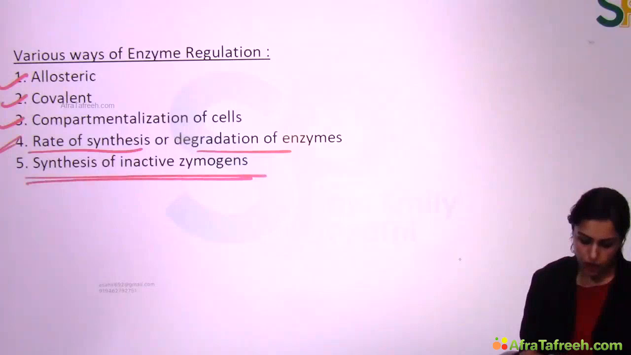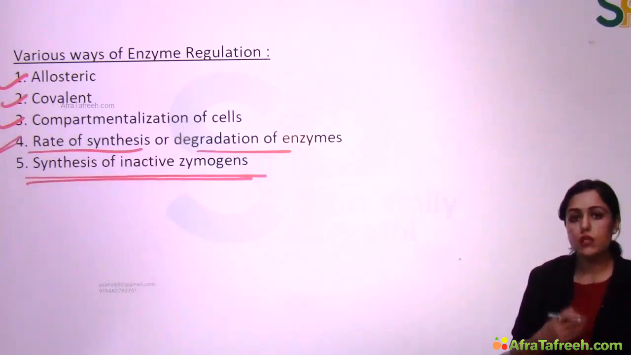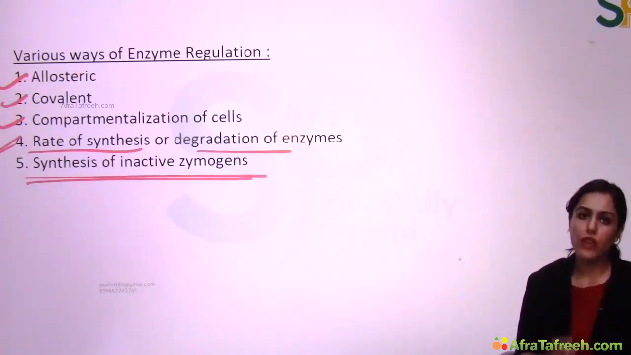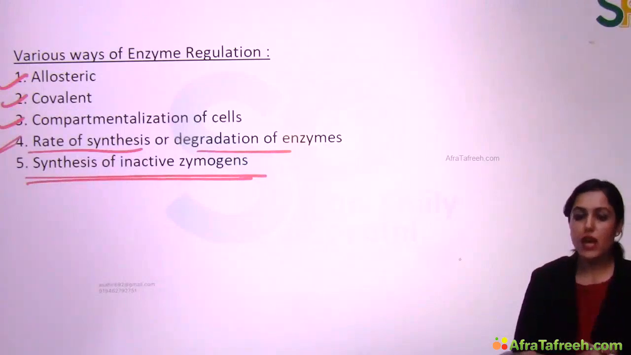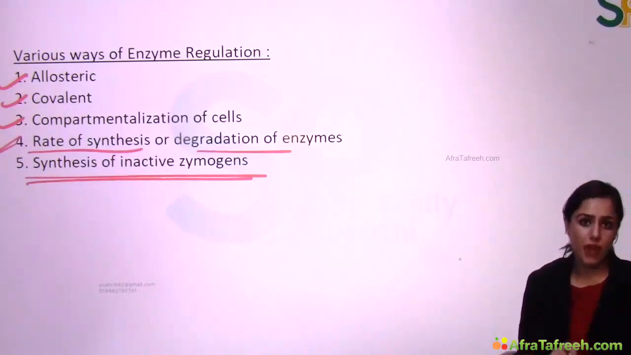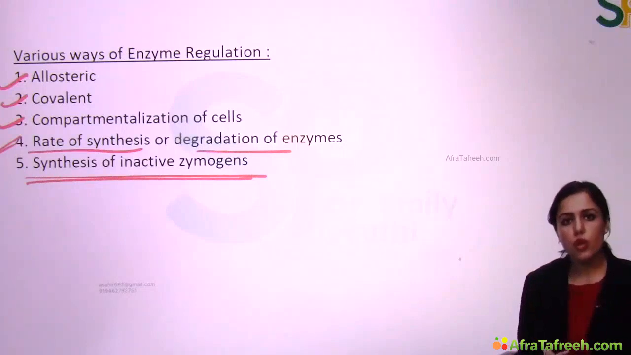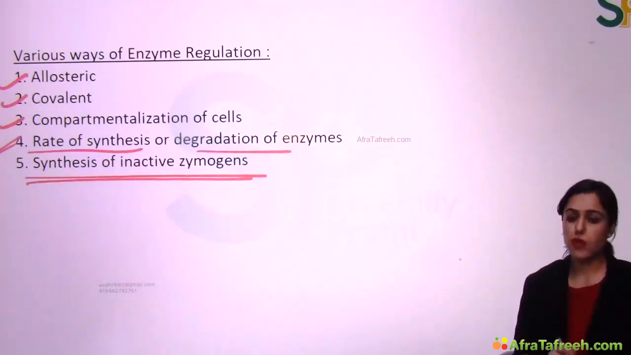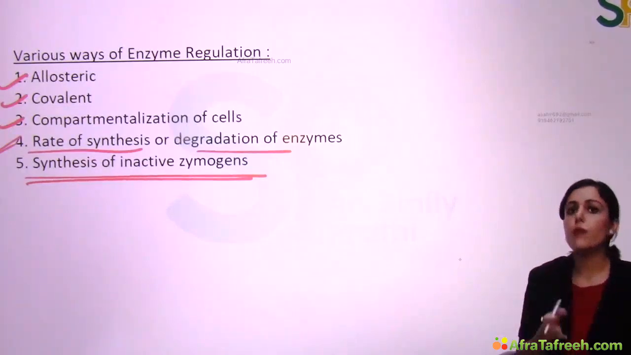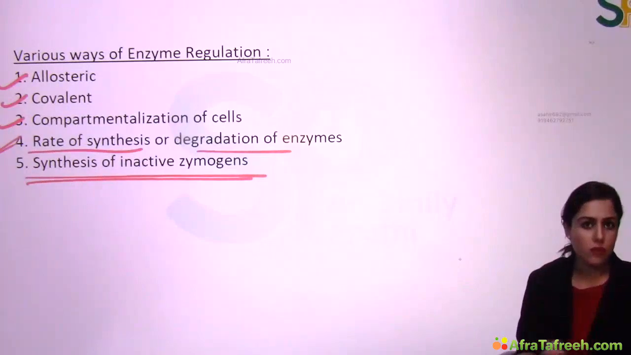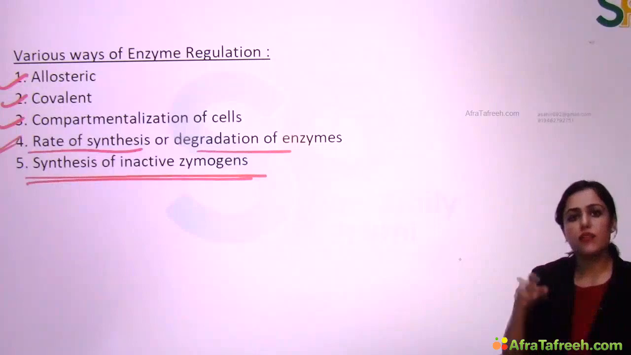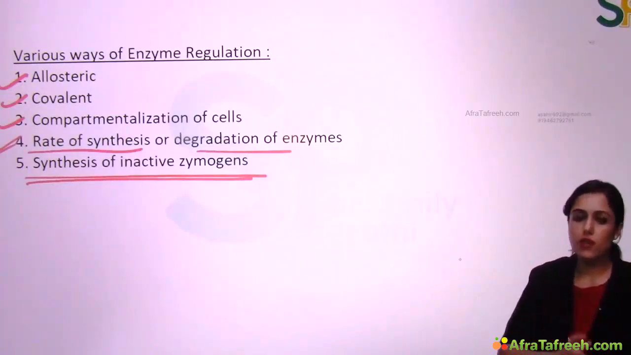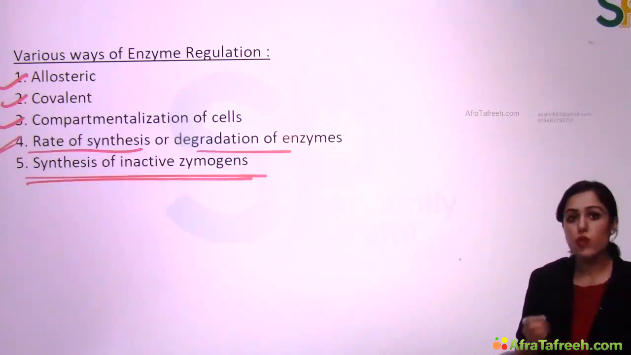Now the last way of enzyme regulation is synthesis of enzyme in the form of inactive precursors first, and when required then that enzyme will be activated. For example, all the pancreatic digestive enzymes which are released from the pancreas, those are mostly protein breaking enzymes which have to come in lumen of the intestine to break down the digestive proteins, right? Now if these protein breaking enzymes are active inside the pancreas only, then it will destroy the pancreatic tissue. So we don't want that.